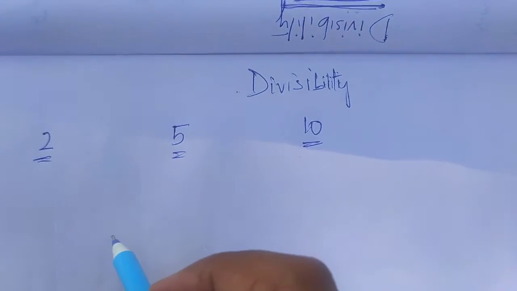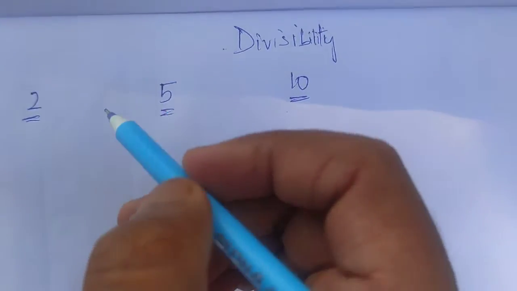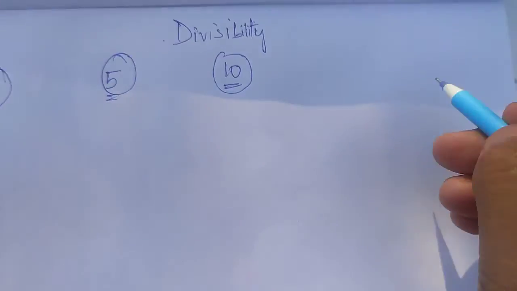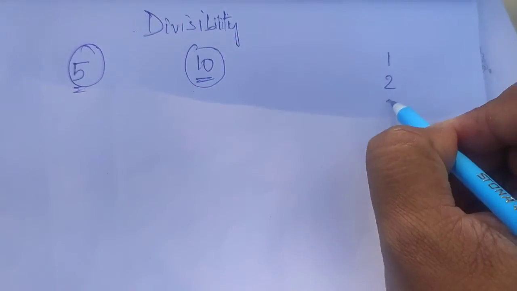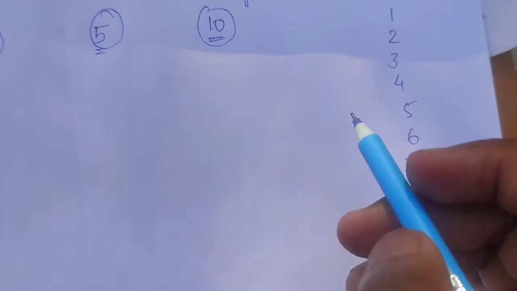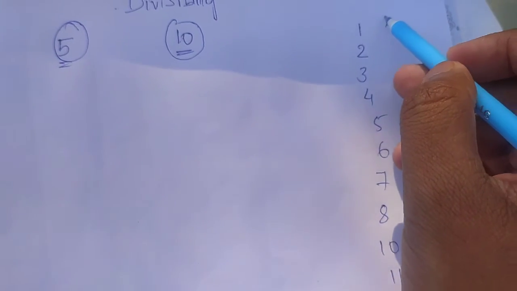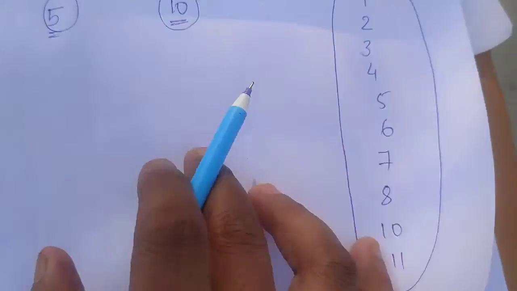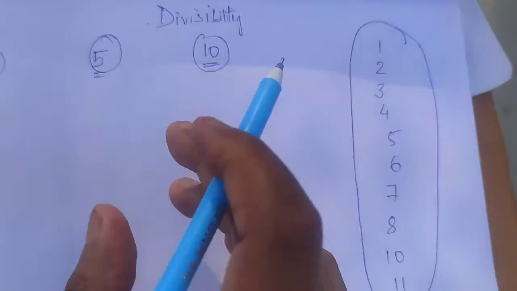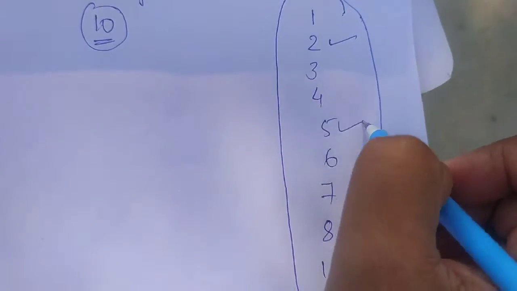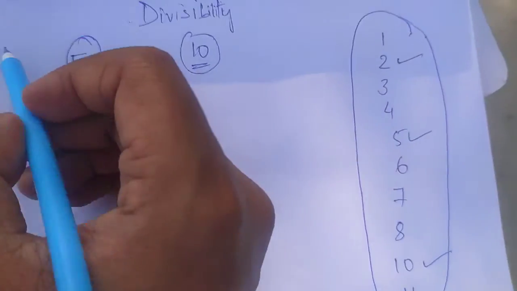Okay, so let us see for 2, 5 and 10. We will be seeing for all the numbers 1, 2, 3, 4, 5, 6, 7, 8 and 10. 11 also will be looking. So we will be seeing how to find out if the numbers are divisible by any of these numbers. But first we'll look into 2, 5 and 10.